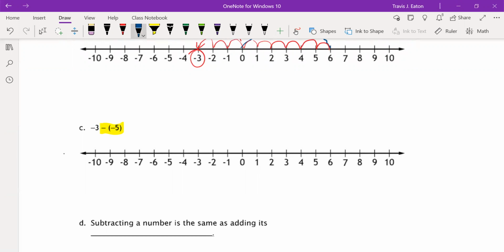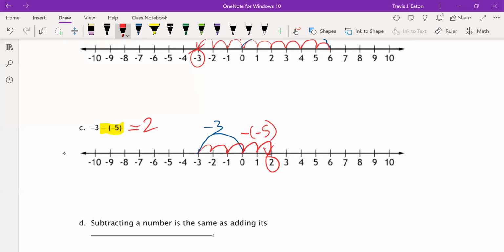But first things first, let's get our starting value, which is negative 3. So I'm going to start at 0, and I'm going to jump to negative 3. Negative 3. And then I'm going to subtract that negative 5. Remember, subtracting a negative, I've got to move to the right on my number line because it's the opposite of subtracting a positive. 1, 2, 3, 4, 5. Minus negative 5. And that puts me where? At 2.